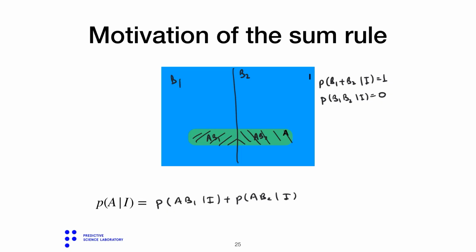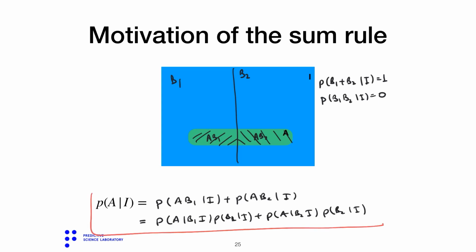But you can take it a step further by applying the product rule on each one of these terms. So the first one is simply the probability of A given B1 times the probability of B1. And the second term is the probability of A given B2 times the probability of B2. Both forms of the product rule are extremely useful and you should memorize them.